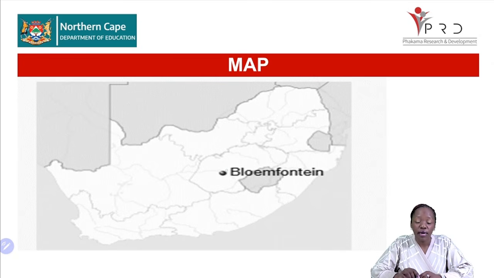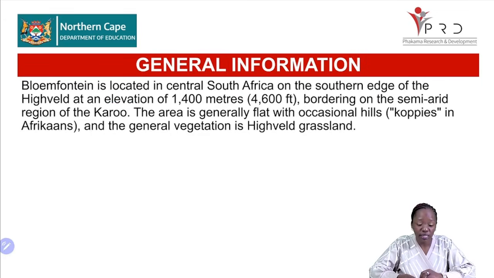Where is it located? By looking at the map of South Africa, you should know in which province Bloemfontein is located. And then you will also be given general information. General information is about the area in study. Most of the time, you will find that you are not familiar with the area, but as soon as you read the general information, you will get an idea of what the area is about.